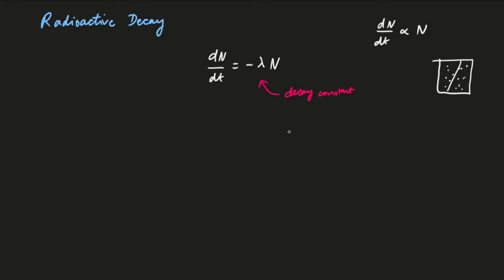So this first order differential equation is of the variable separable type, and we know how to solve it. We begin by separating the N's on one side and the time part of the equation on the other side. So we have 1 by N dN is equal to minus lambda dt.